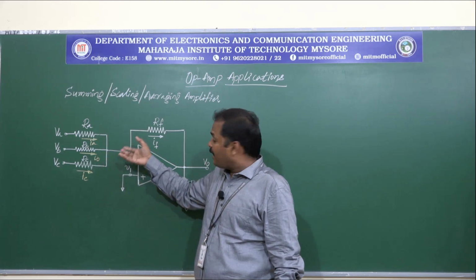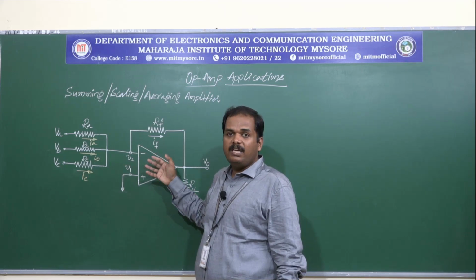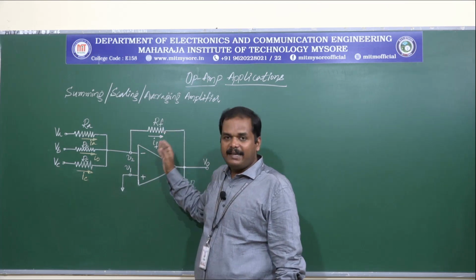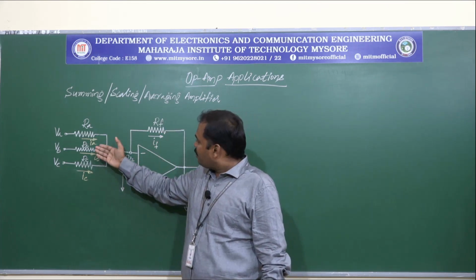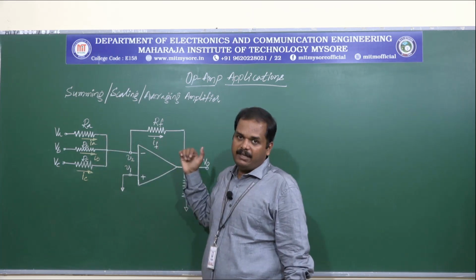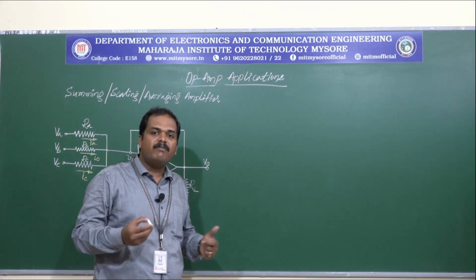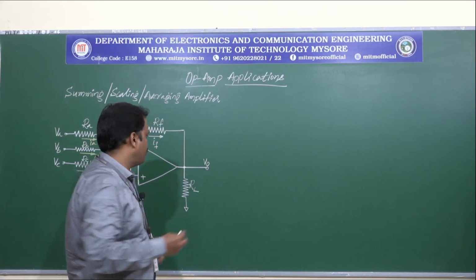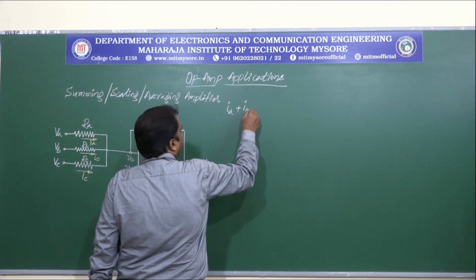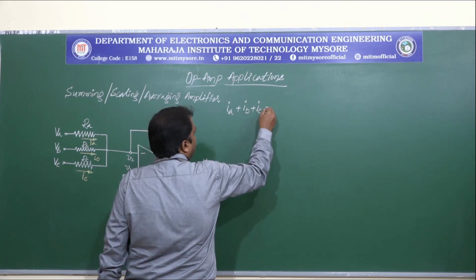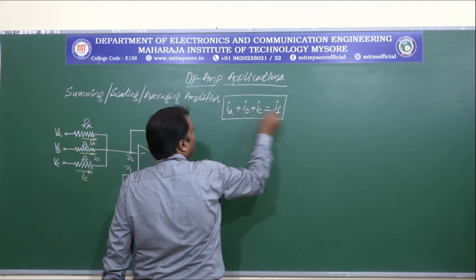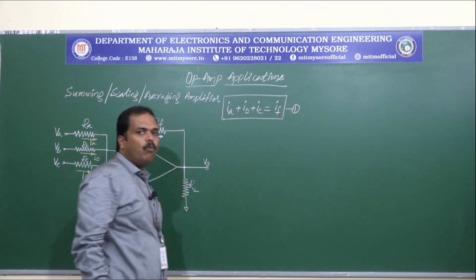And this total current cannot get into op-amp because of the high input impedance, and this will be flowing through RF as IF. So what we can say is the algebraic sum of IA, IB and IC is equal to IF. So let us get into the derivation of the output voltage equation. So let us say IA plus IB plus IC is equal to IF, and let us call this as equation 1.